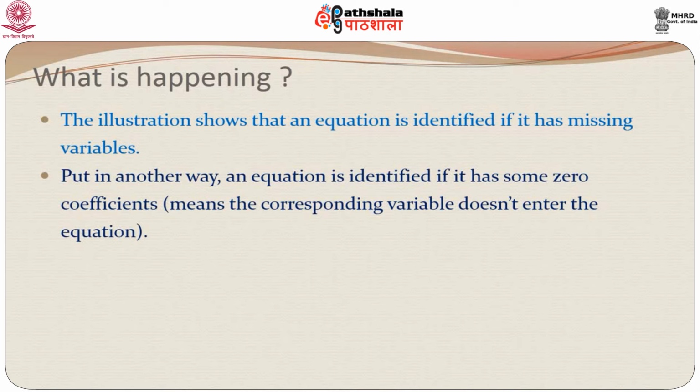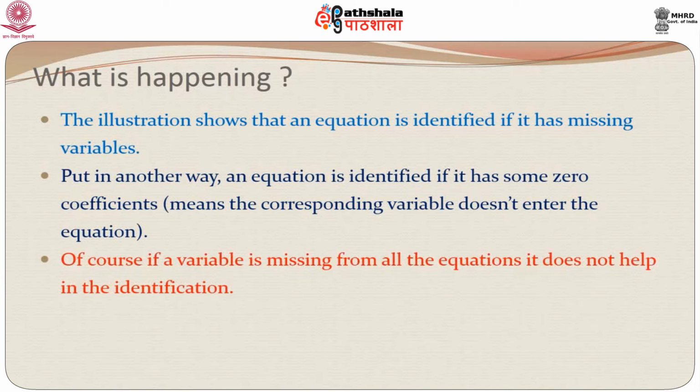So, either you say it is a missing variable, or you say that the variable is there, but it has a 0 coefficient. Why do you put it the other way around? This is because when you say it has a 0 coefficient, what you really mean is that you are putting a restriction on the coefficient, you are making it 0, and we will see that these restrictions play a large part in the identification problem.